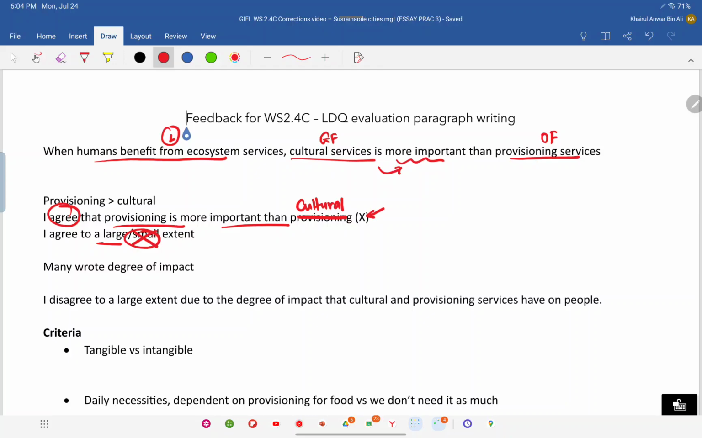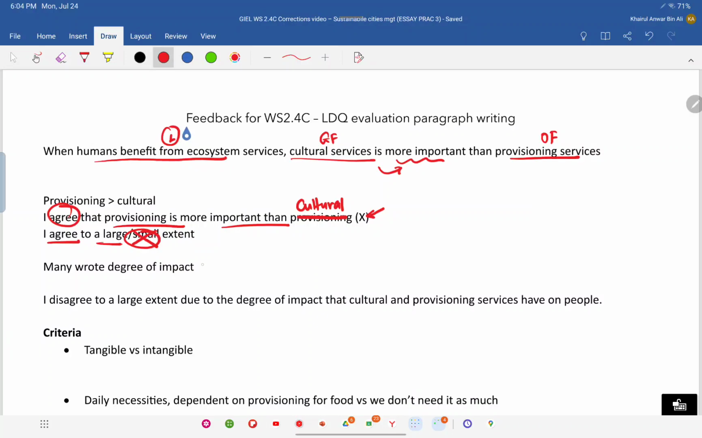And also don't get confused thinking because I didn't fully agree, right? So I say I agree to a large extent, right? That means I disagree. No, I agree means I agree, okay? That means you must argue for cultural is more important than provisioning. If you don't want, please write I disagree to a large extent. Or I just disagree. Okay?